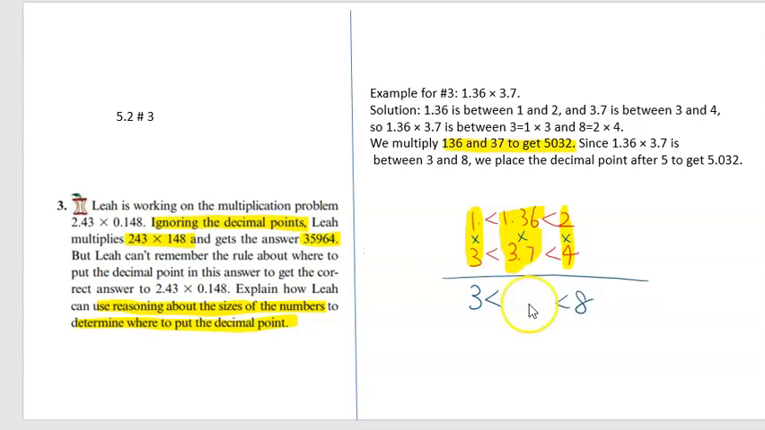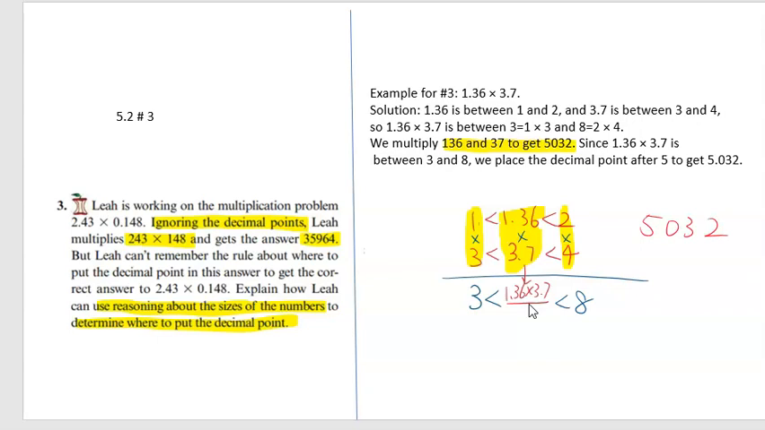So the one in the middle, of course, when you multiply these two numbers, must be a number between 3 and 8. This can help us to determine, again, we are not counting the decimal places, we just use the sizes of both numbers, and we figure out that if we multiply them, the answer has to be between 3 and 8. So we can take the whole number answer and try to figure out where to put the decimal point.